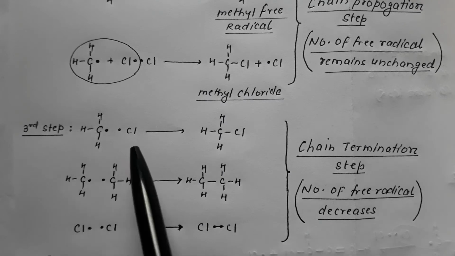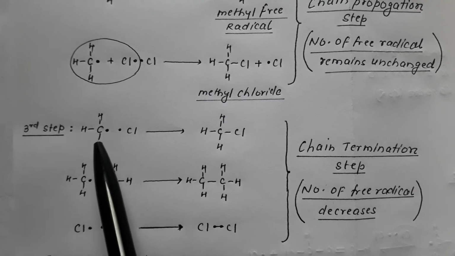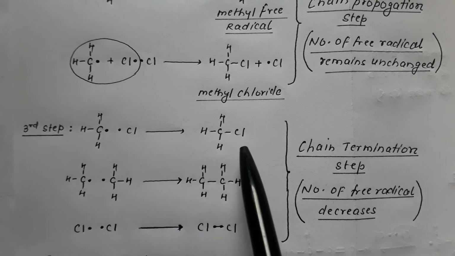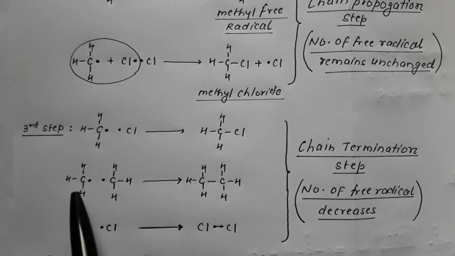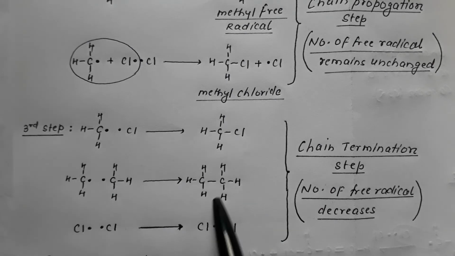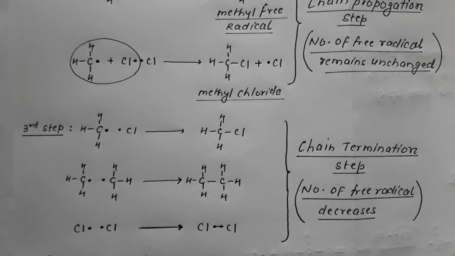On the reactant side, the number of free radicals is 2: the methyl free radical and the chlorine free radical. On the product side there are 0. On the reactant side 2, on the product side 0. So the step where the number of free radicals decreases is termed chain termination.